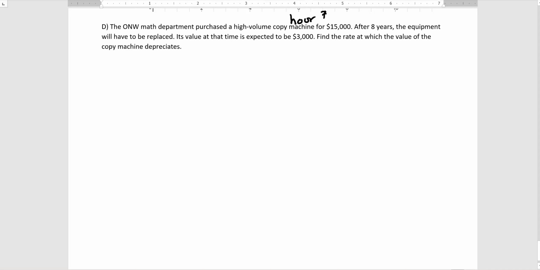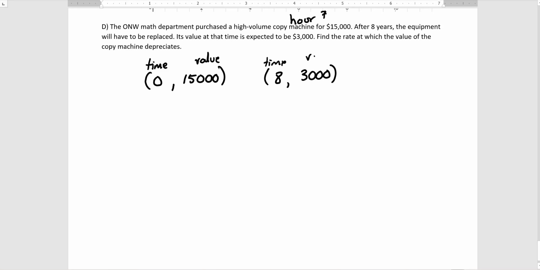Okay, so at time 0, where no time has passed, it had a value of $15,000. And then 8 years later, so that'd be the time for this one, it had a value of $3,000. All right. So those are the two coordinate points I'm going to use. We're going to say this is x1 and y1, this is x2 and y2.